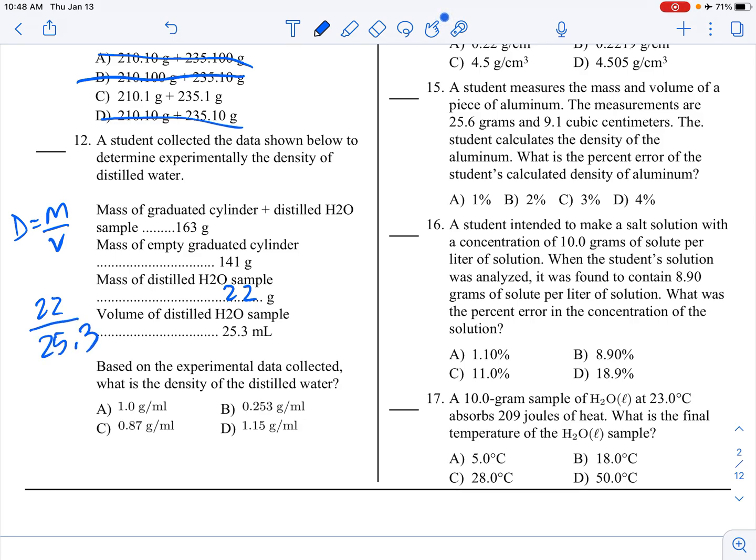So 22 divided by 25.3 is 0.86956 and so on. So you go with what's closest, which is choice C.